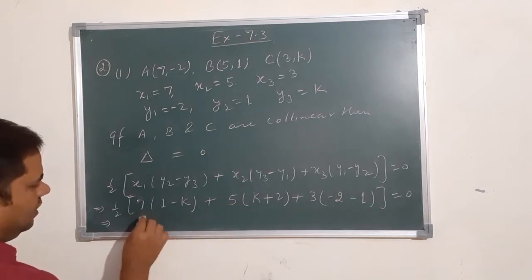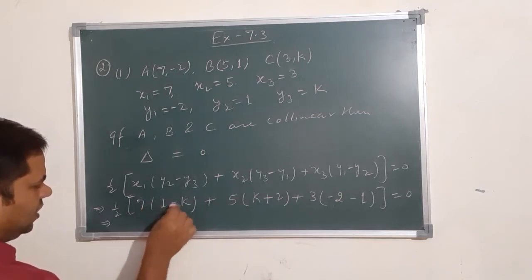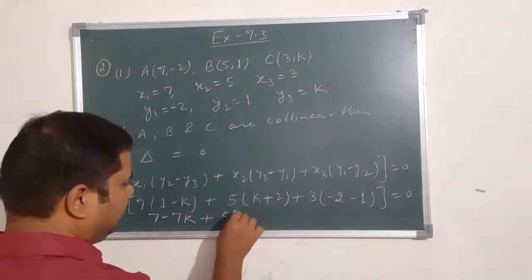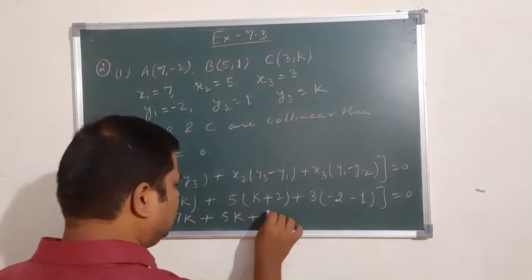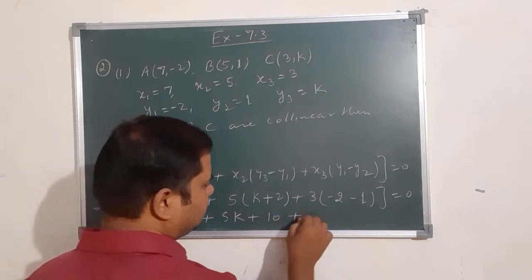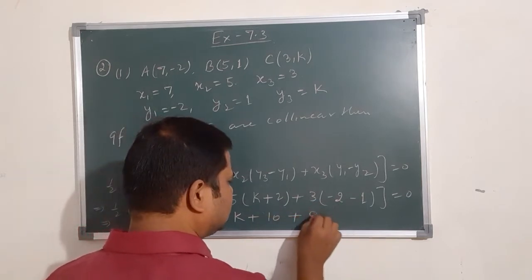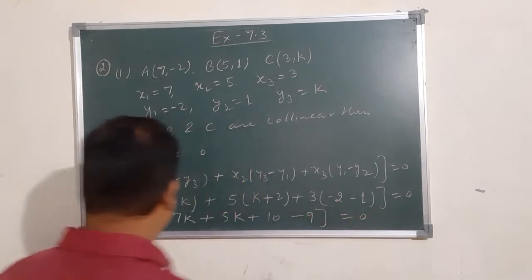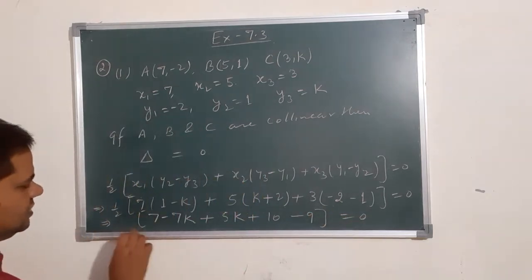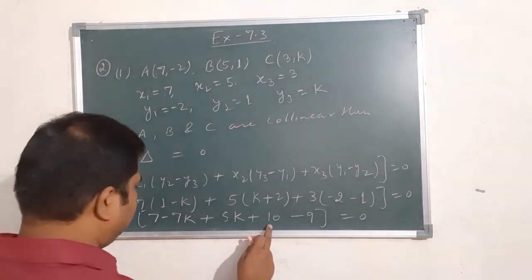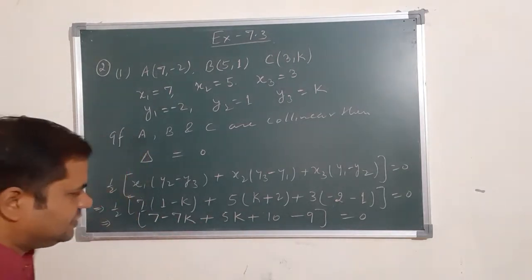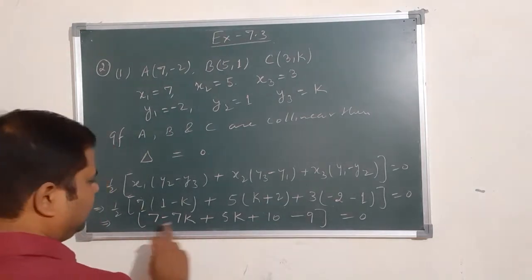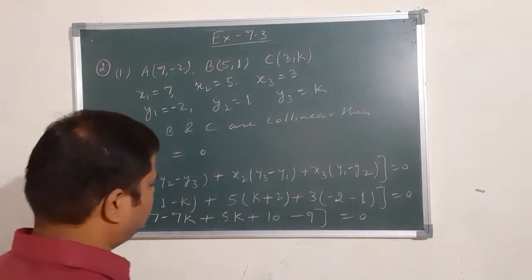So 7(1 minus k), 7 minus 7k plus 5k plus 10, and this is 3 times minus 3, that is minus 9, and this must be equal to 0. So this is 7, 10, 17 minus 9, this is 8. And minus 7k plus 5k is minus 2k.